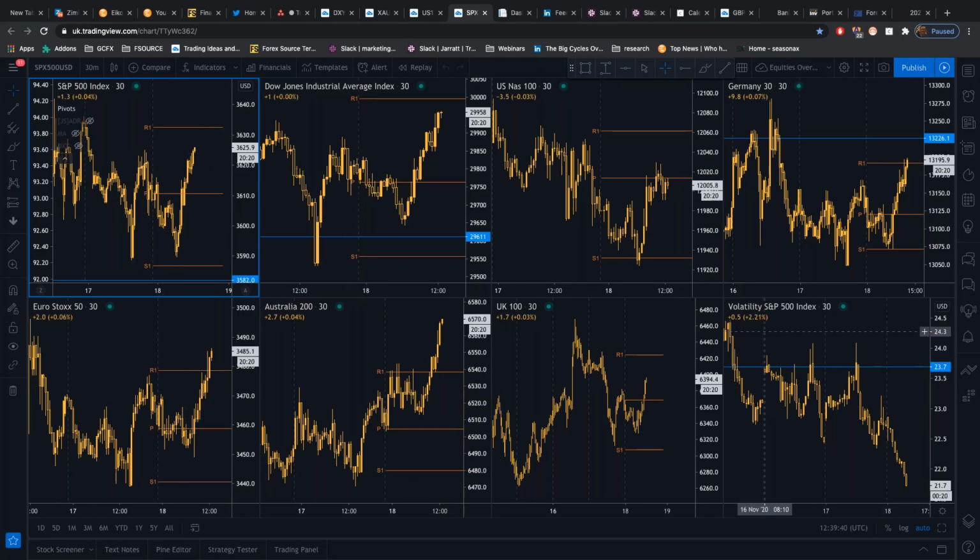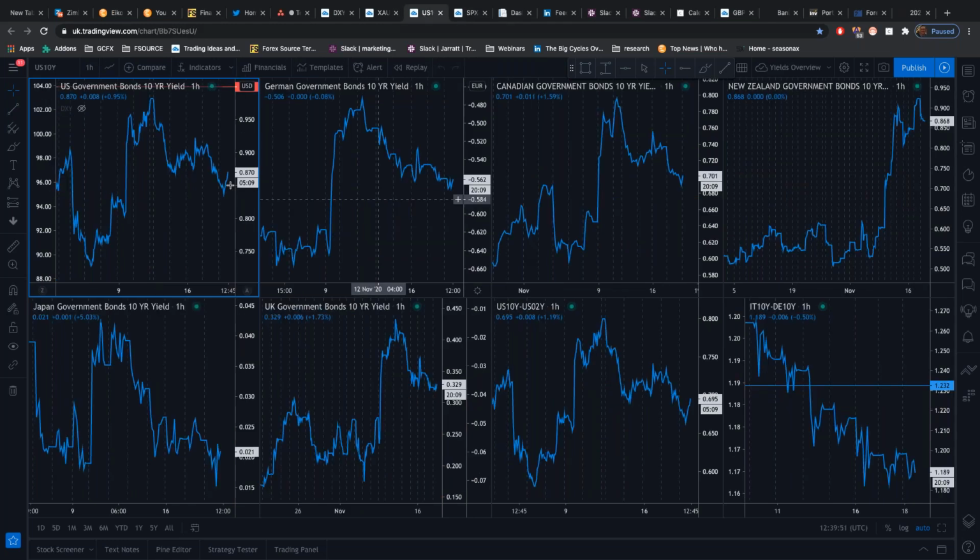Then we look at volatility moving lower. It's all positive for risk sentiment. Equity markets moving higher. Looking at bond yields, we see that bond yields have been quite flat today, but generally supported. We're looking at bond yields here. As the yields rise, that's positive for risk. So we want to see rising yields is positive for risk sentiment, falling yields is negative for risk.